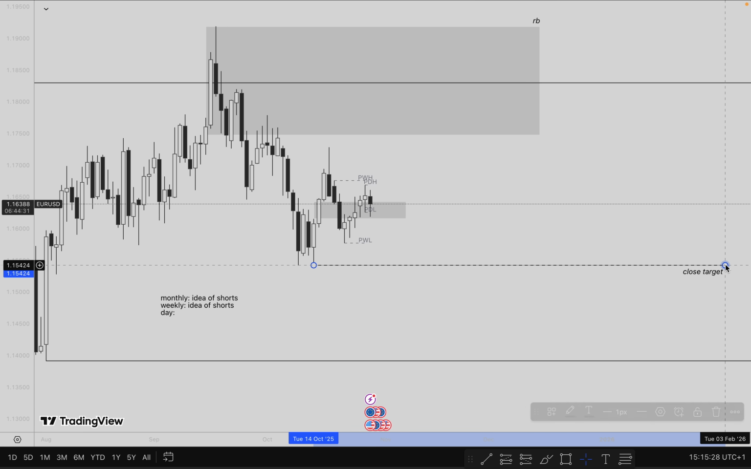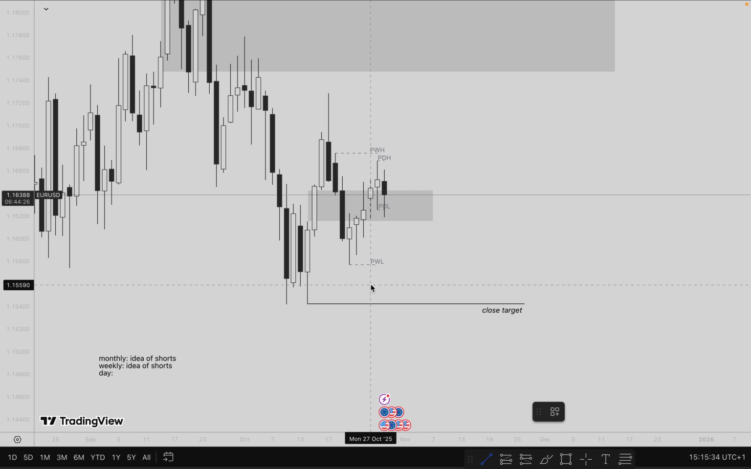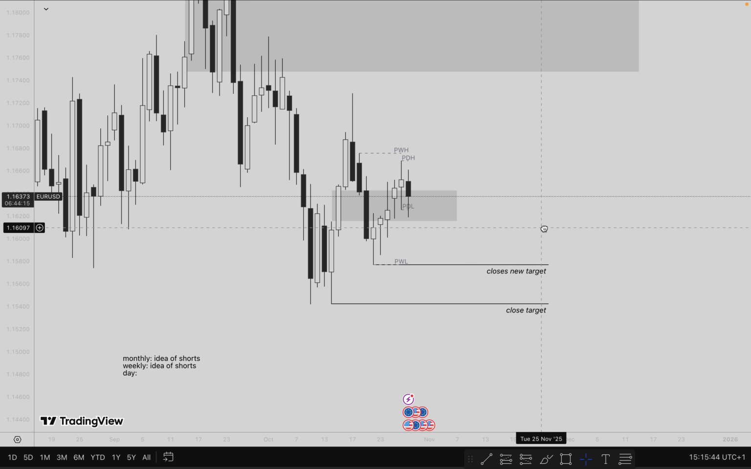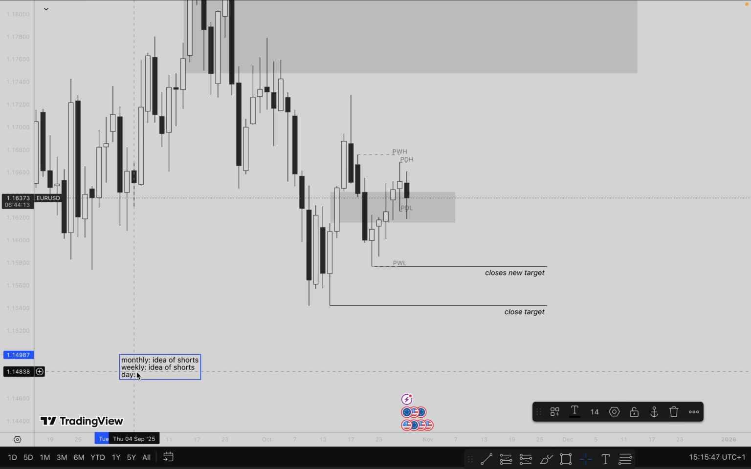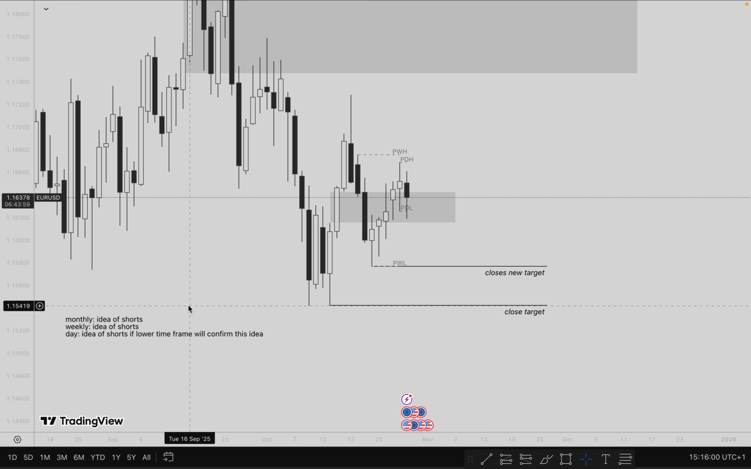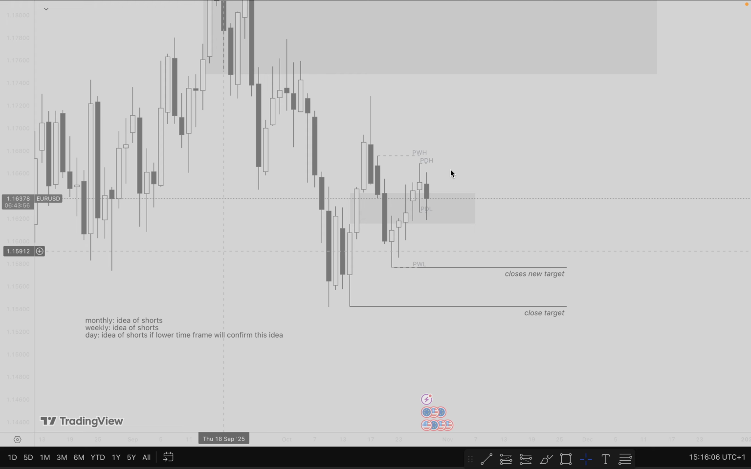This is our closest target on the weekly time frame, but we can see right here that on the daily time frame the previous week low is our closest new target. I will wait for confirmation of the idea of shorts, if the lower time frame confirms this idea.